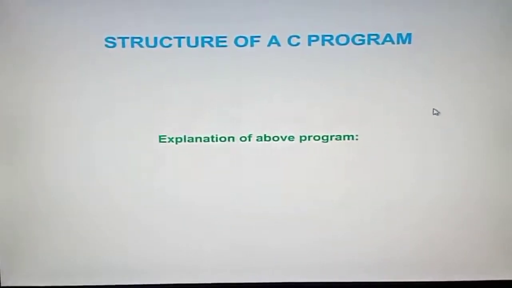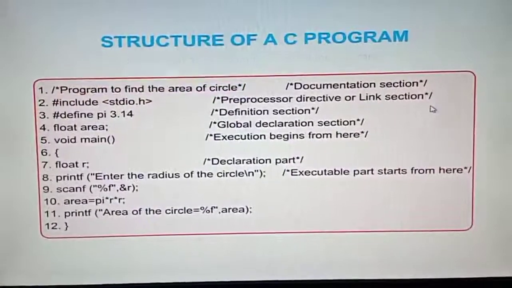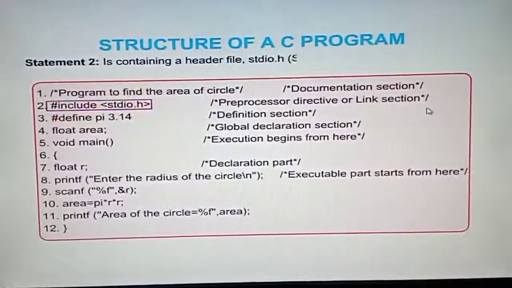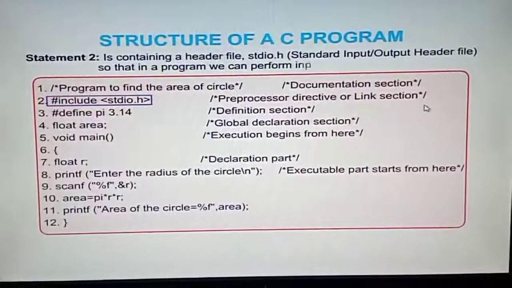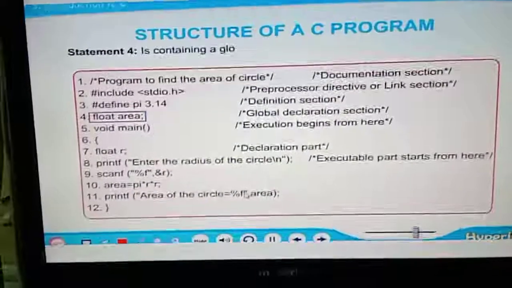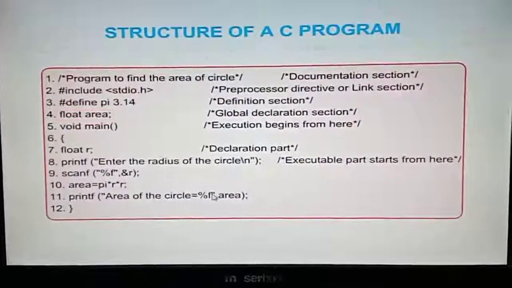Explanation of above program. Statement 1 is a comment about the program. Statement 2 is containing a header file stdio.h, standard input or output header file, so that in a program we can perform input and output operations. Statement 3 is containing a constant 3.14 that can be replaced with every occurrence of variable pi in a program. Statement 4 is containing a global variable that can be accessed inside or outside the main function.